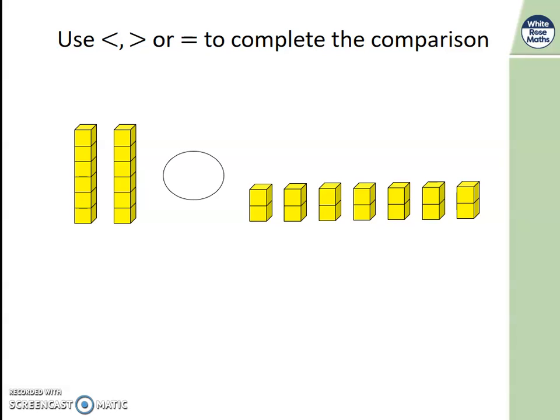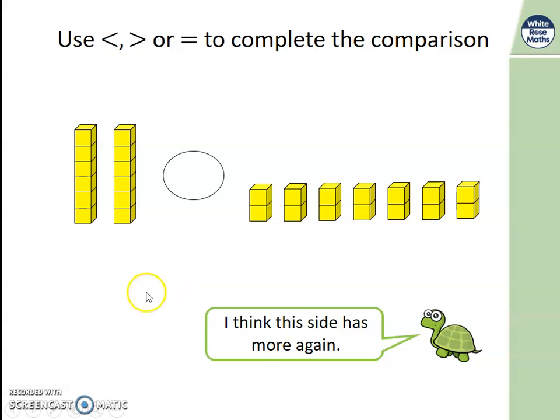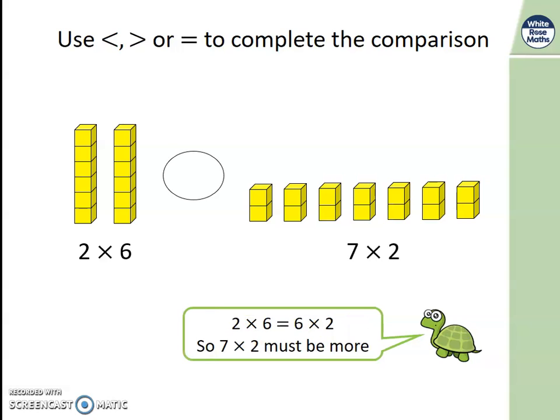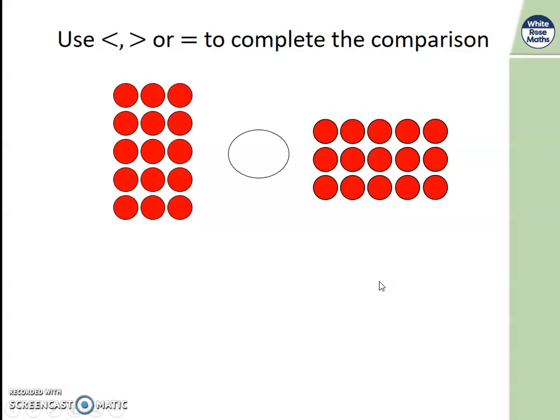Right then, so let's look together. So again, Tiny says that this side is more, maybe because it's got more groups there. So here we've got 2 lots of 6, and here we've got 7 lots of 2. So Tiny says 2 times 6 is the same as 6 times 2, but this one is 7 times 2, so that side must be more. So let's put in the correct symbol. Well done.